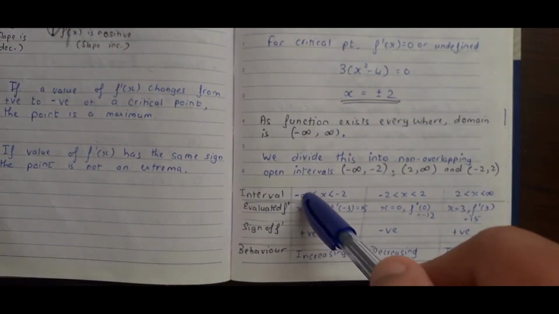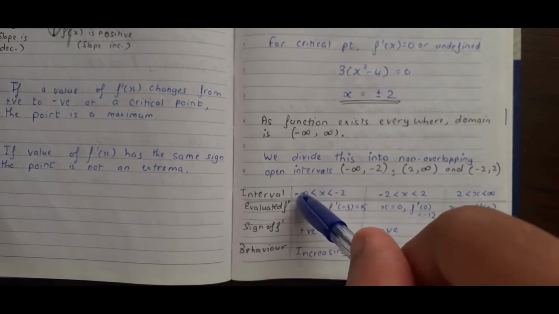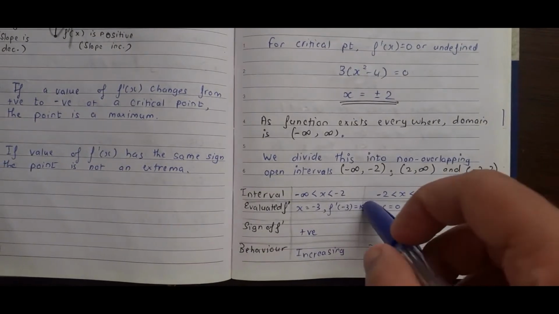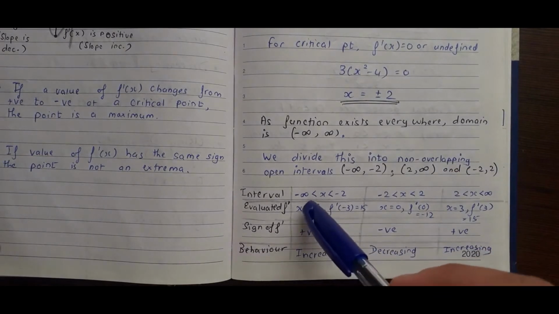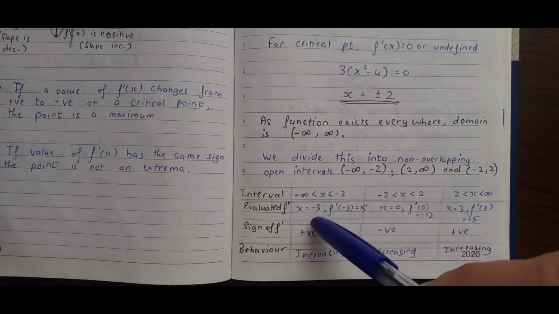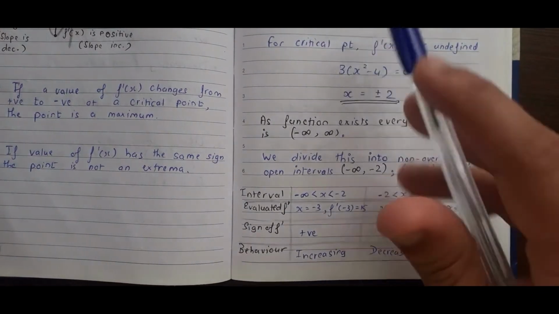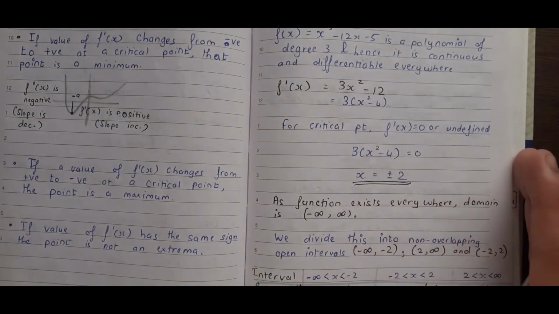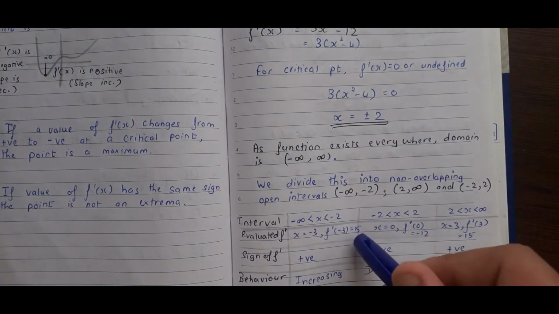Evaluate f dash. So I'm putting some point between minus infinity to minus 2. I can take any point. I can take minus 2.1, or I can take say minus 10 also, but to keep it simple I'm taking minus 3. Substituting minus 3 up here in 3x square minus 4, we get 15.